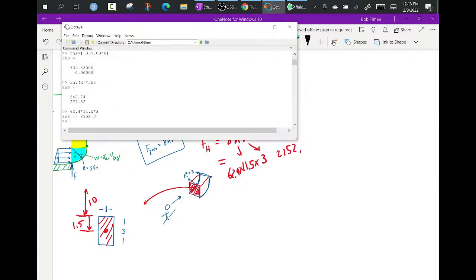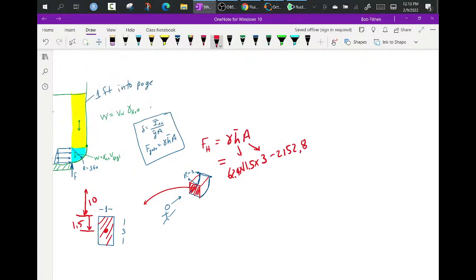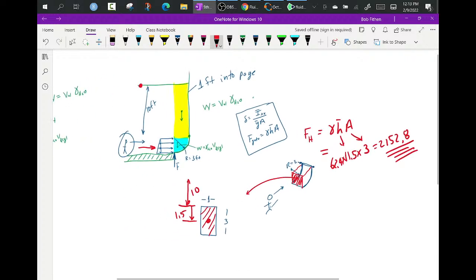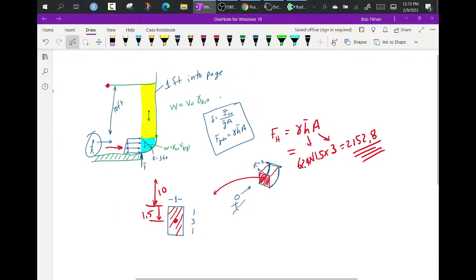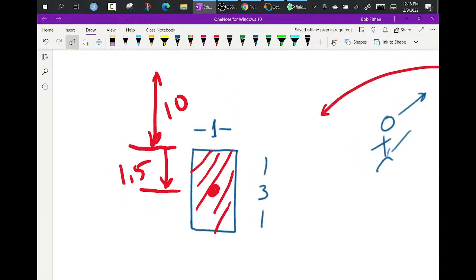2152.8. So that's the total force on that gate. The fact that it's underwater, and that this location is deeper than that location, indicates that the pressure down here is higher. Therefore, the location of the load is under it.